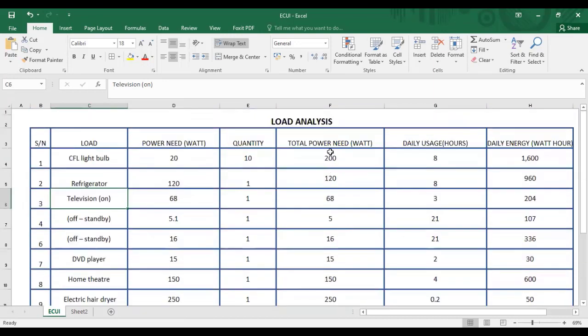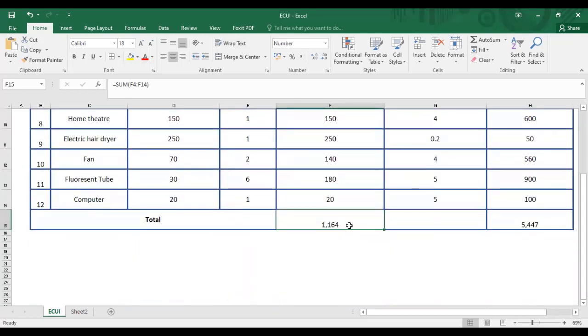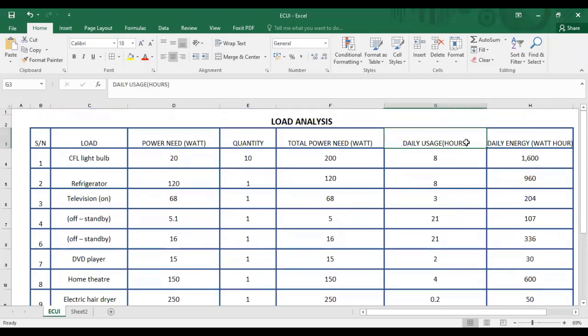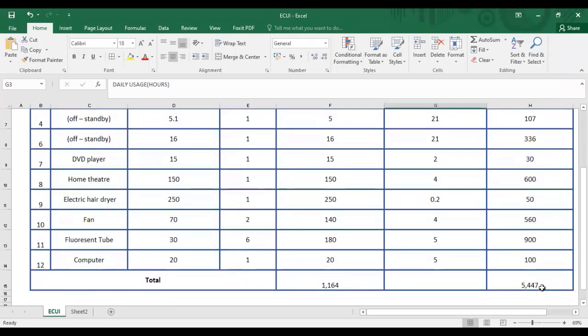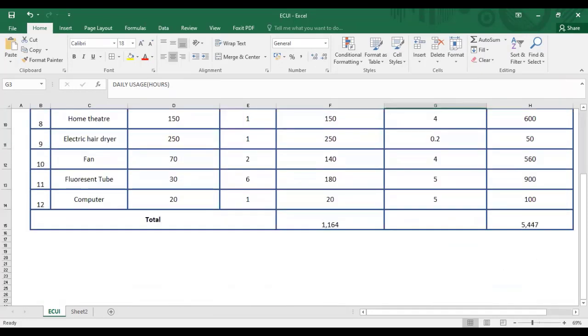If you add up all the total power, we have 1,164. So the total power is 1,164 watts. Put the unit, very important. Now we have the daily usage and the time. By the time you do all this multiplication, the daily energy is 5,447 watt hour. If you have any question, please drop it in the comment section.